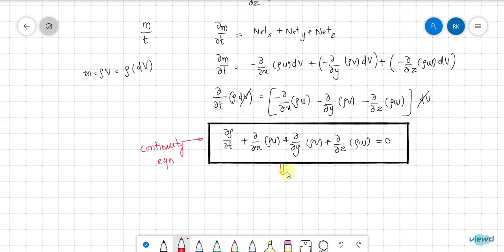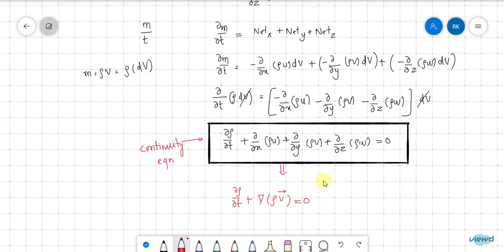We can simply write this equation in terms of vector quantities as ∂ρ/∂t plus, here we can see ∂/∂x, ∂/∂y, ∂/∂z, we can write it with the del operator. So del dot ρ times velocity, where in the x direction that will be u, in the y direction that is v, and in z it is w, which is equal to 0. This is in the form of a vector.